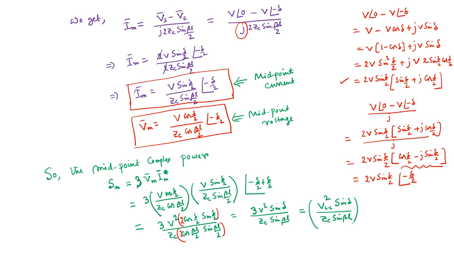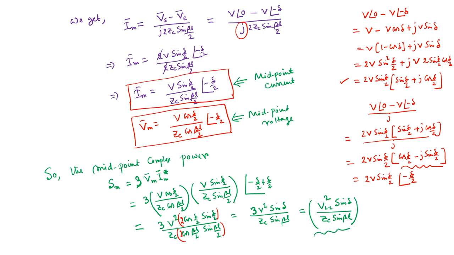So, this is the real part. This expression you have already seen many times, even in the last lecture. This expression is the expression for active power flowing throughout the line, which would be also true for the midpoint as well. The midpoint active power expression is this, where V L to L is the line to line voltage. Okay. And of course, delta is the phase angle displacement between the sending end voltage and receiving end voltage.